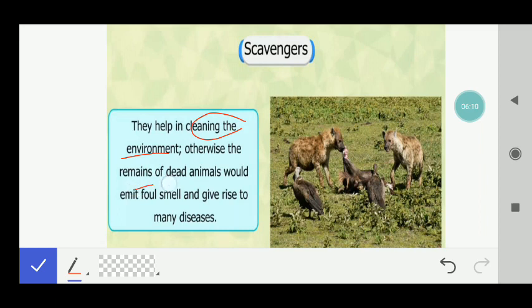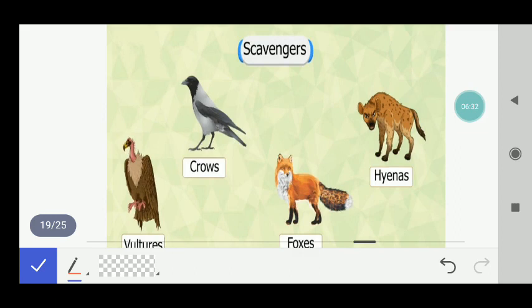Otherwise, the remains of dead animals would emit foul smell and give rise to many diseases. So, scavengers are very important for our environment because if they do not eat up dead animals, dead matter would pile up. It would pollute the environment and would give rise to many diseases. Examples of scavengers are crows, vultures, herons, foxes.